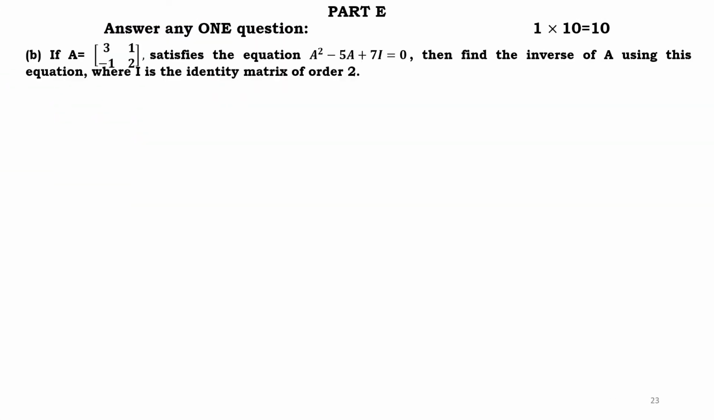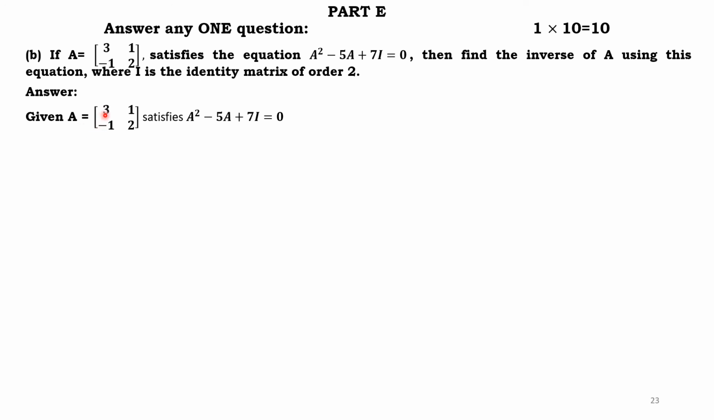Finally, we will come to part B. If A is [3, 1; -1, 2] and satisfies the equation A square minus 5A plus 7I equals 0, then find the inverse of A using this equation, where I is the identity matrix of order 2. So please note here we have to find the inverse using this equation. Let us do it. Answer.